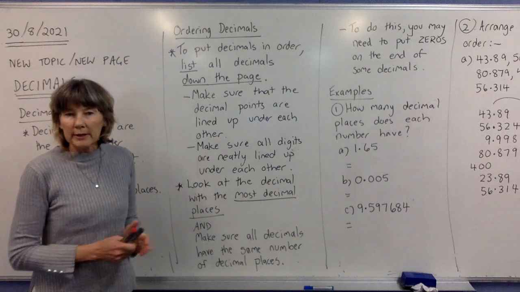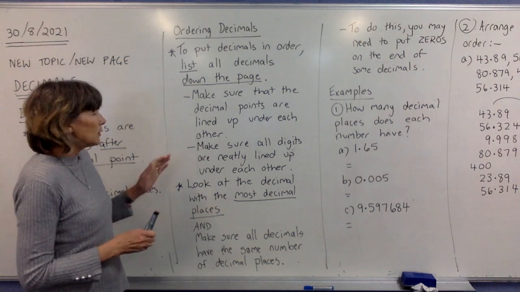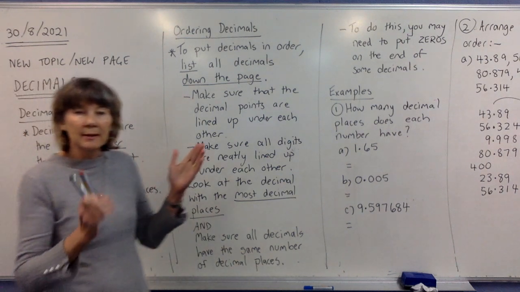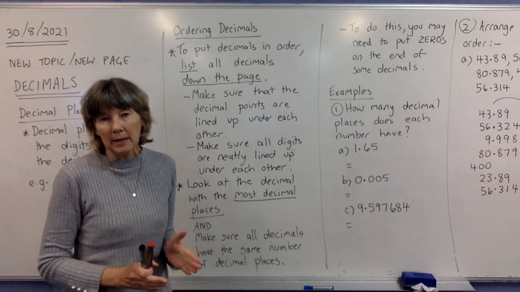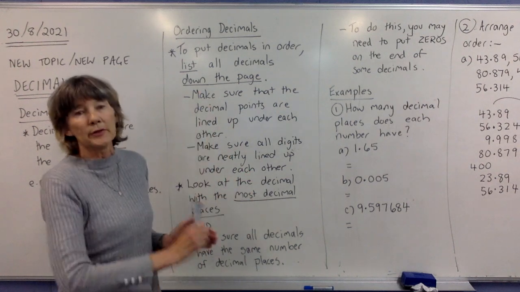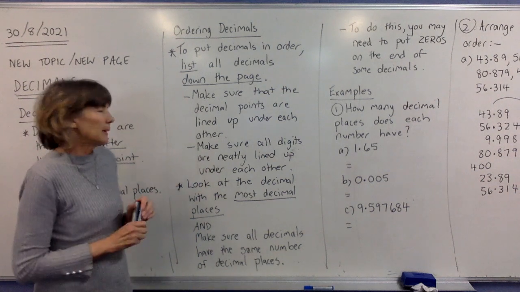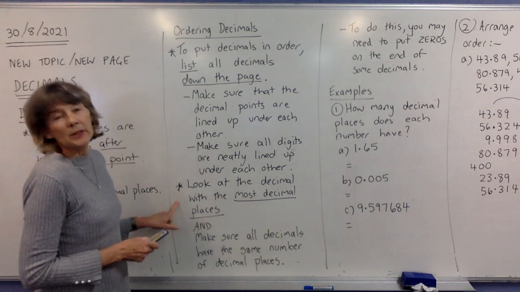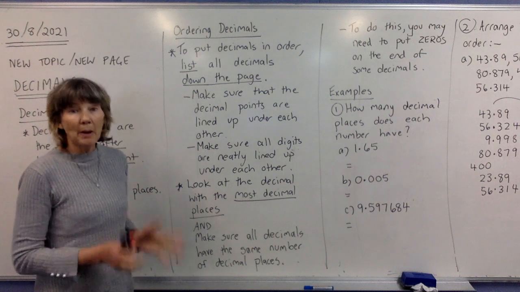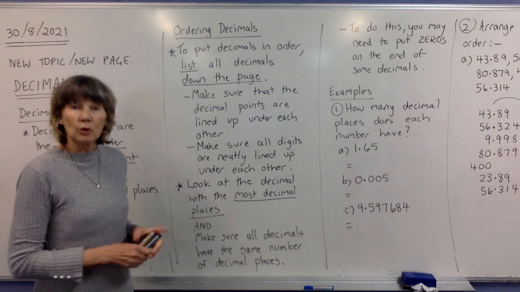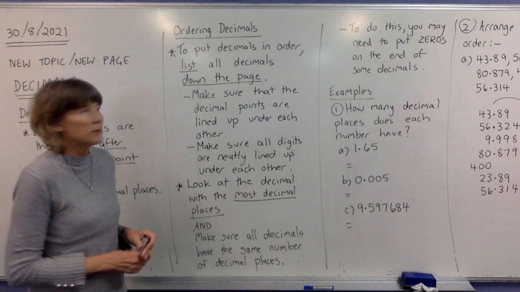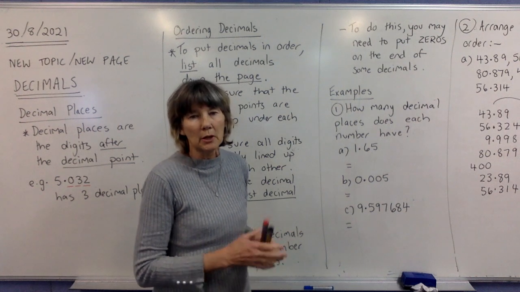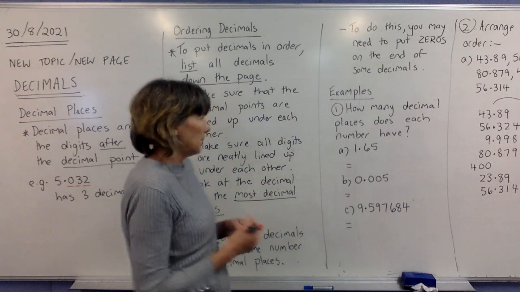So you've got to make sure that all the decimal points are lined up underneath each other and that all the digits line up. So that means the first decimal place after the decimal point, all of the first decimal places must be lined up. The second decimal place, all of those must be lined up. Then it makes it easy to compare later. So we've got to be nice and neat. All right, now, after we do that, you're going to look at the decimal with the most number of decimal places and make sure all the decimals have those same number of decimal places. So to do that, you're going to end up putting some zeros on the end of the numbers to fix that up, and I'll show you what that means in a minute.